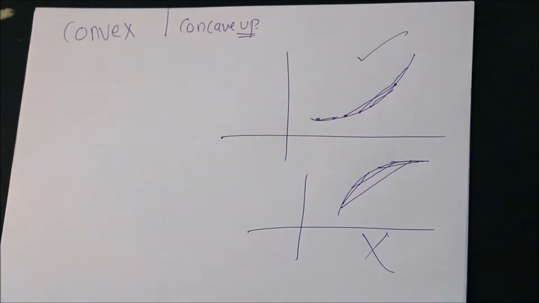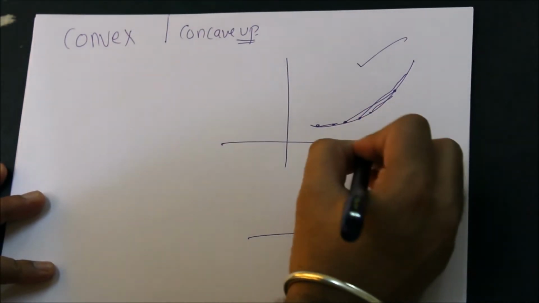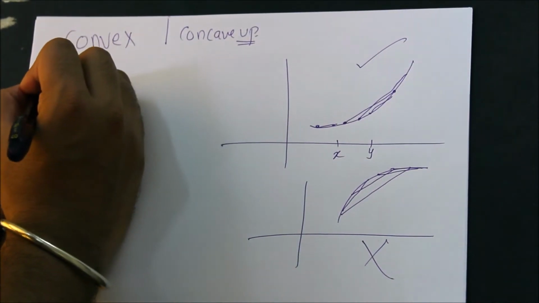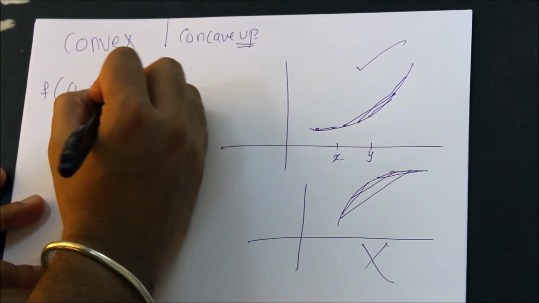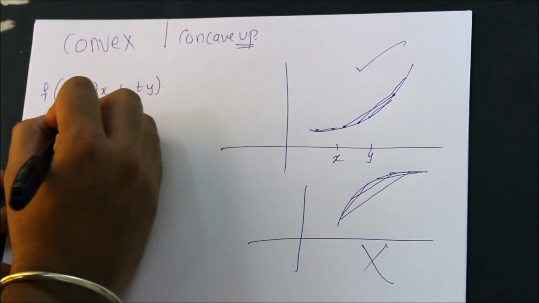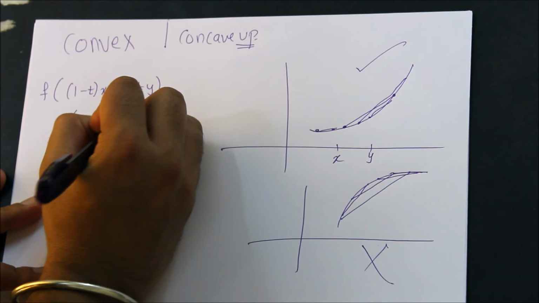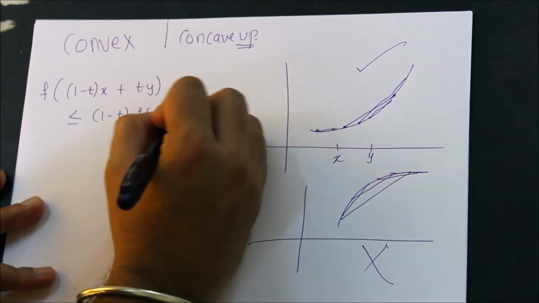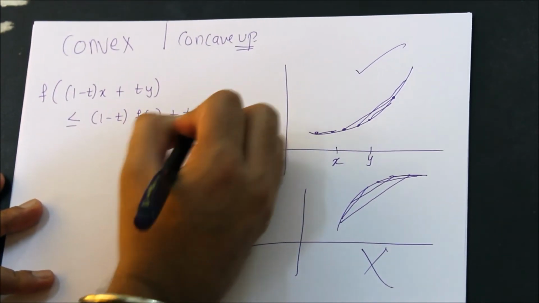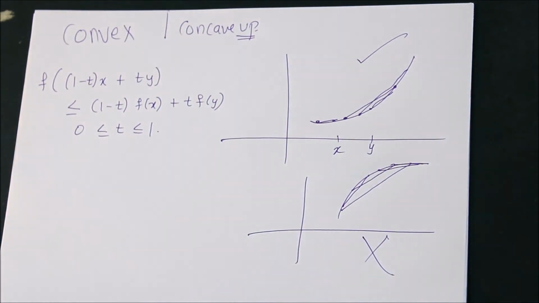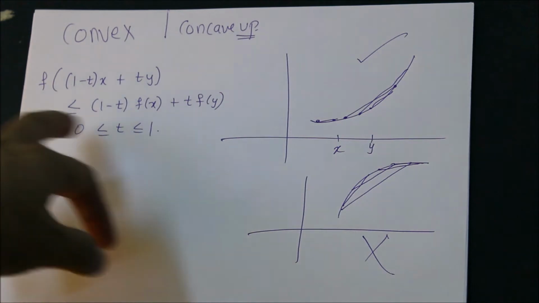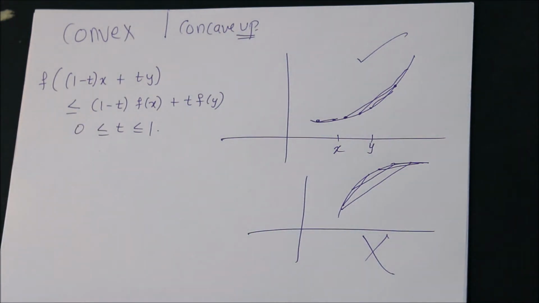This is graphically. How do I write this mathematically? To write this down mathematically, if I take any 2 points x and y in the domain, then the definition says: f of (1 minus t) x plus t y is always less than or equal to (1 minus t) f of x plus t f of y, where t is from 0 to 1. So whenever your function satisfies this inequality, we call such a function a convex function.